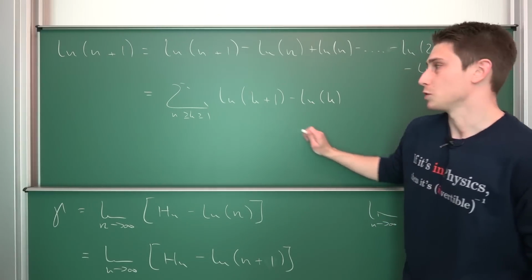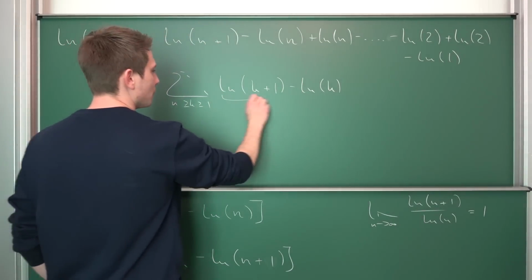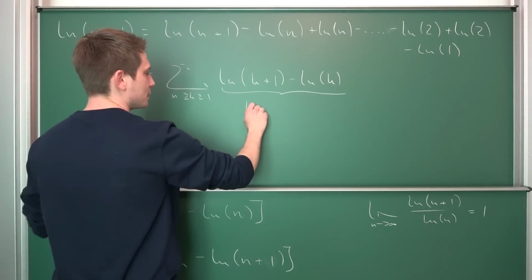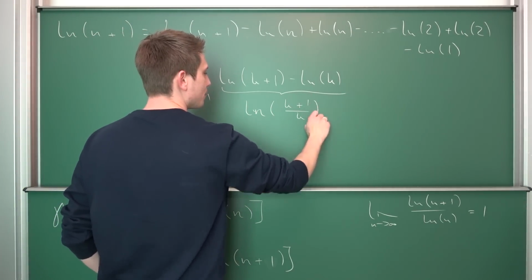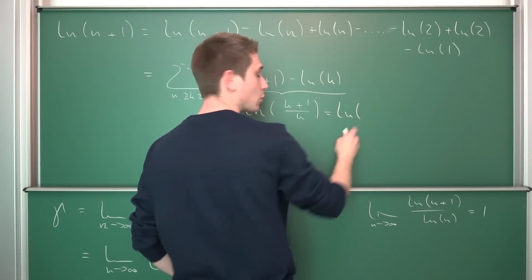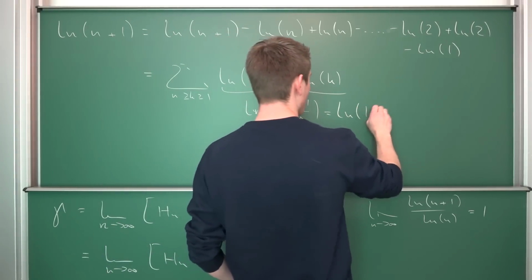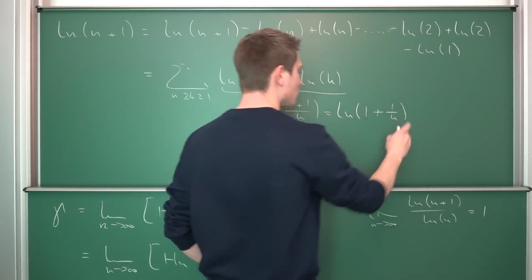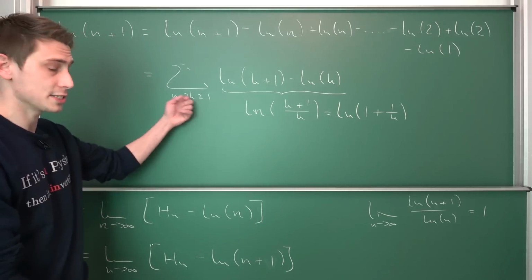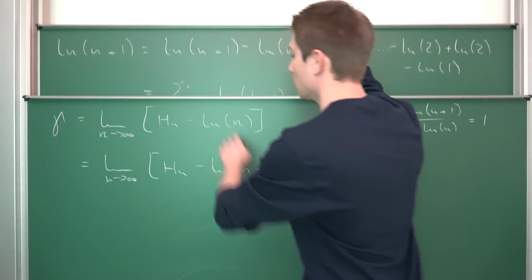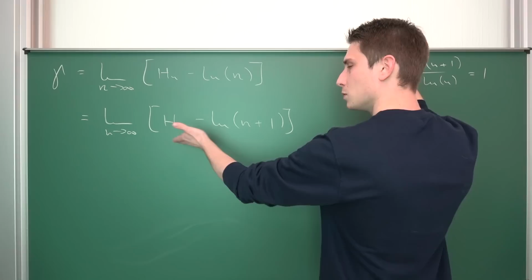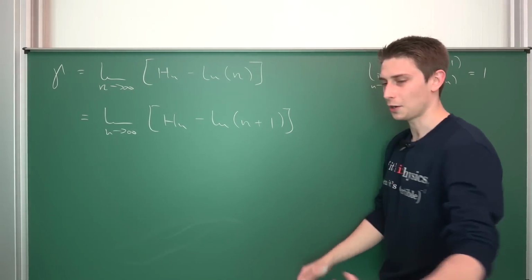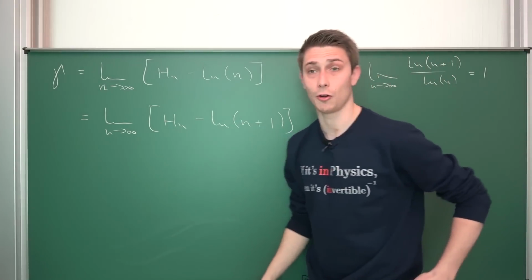Now by the logarithm rules, natural log of k plus 1 minus the natural log of k is nothing but the natural log of (k plus 1) over k, which is nothing but the natural log of 1 plus 1 over k. Okay, so far so good. We can plug this new definition into our modified Euler-Mascheroni.